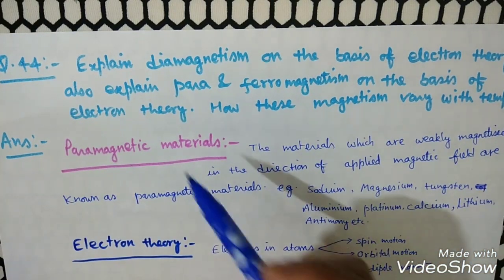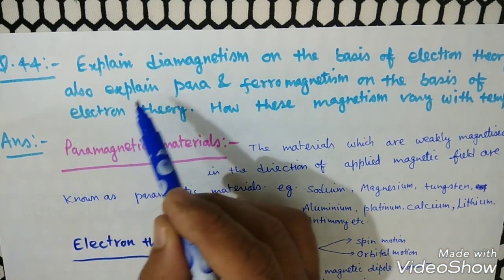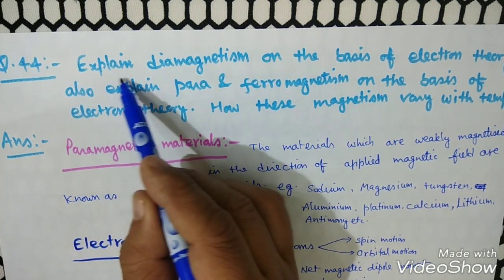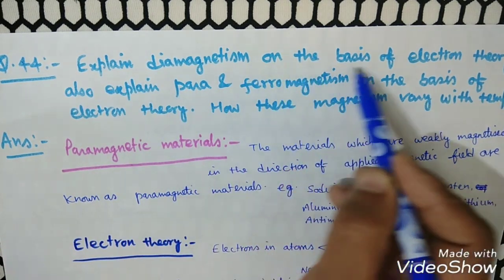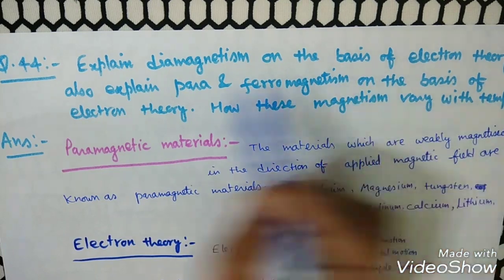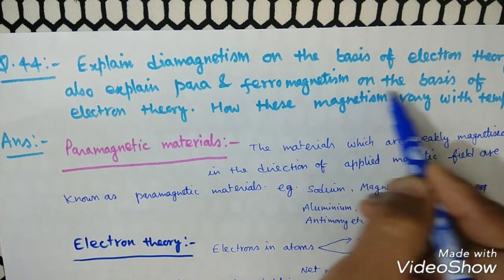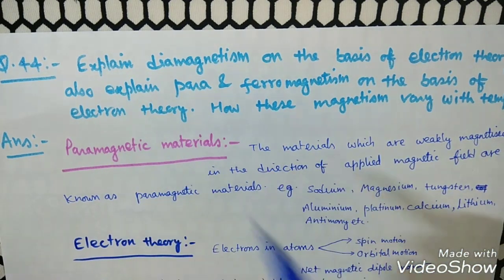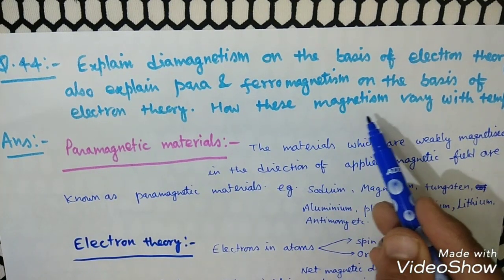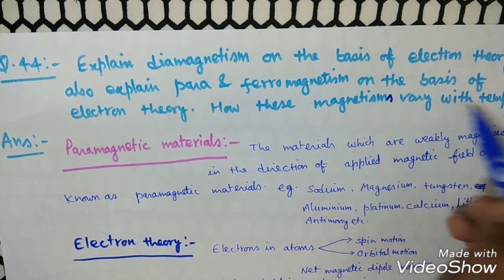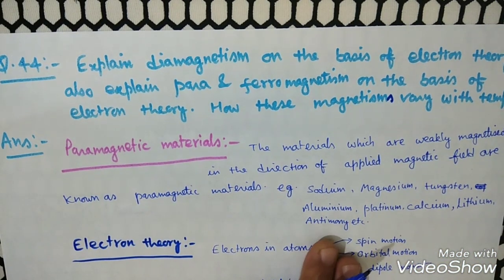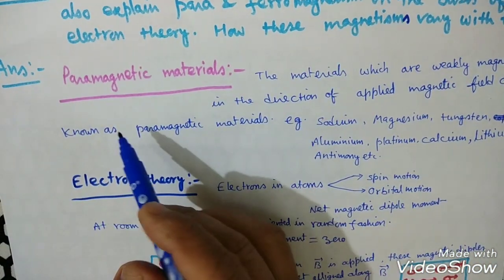Let us take another important question for class 12th physics, that is, explain diamagnetism on the basis of electron theory. Also explain para and ferromagnetism on the basis of electron theory. How do these magnetisms vary with temperature? Firstly, we will see the case of paramagnetic materials.